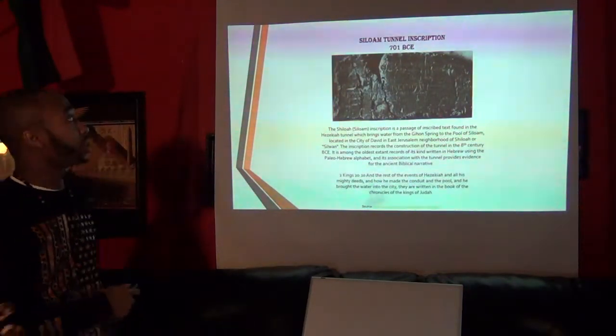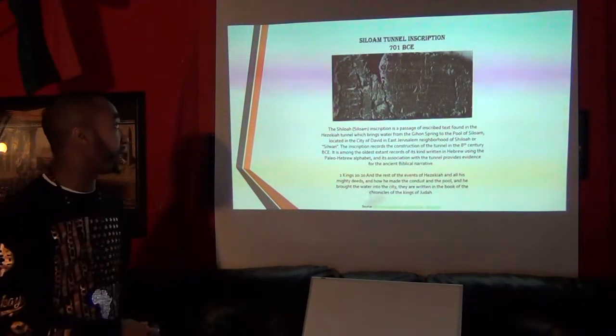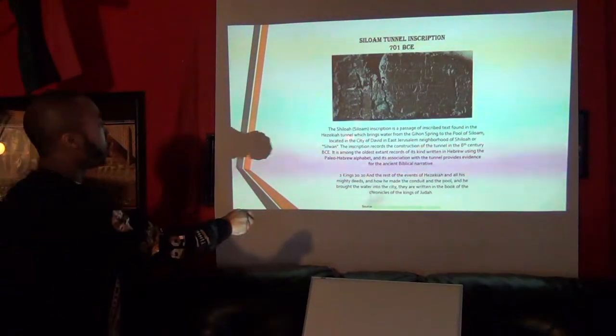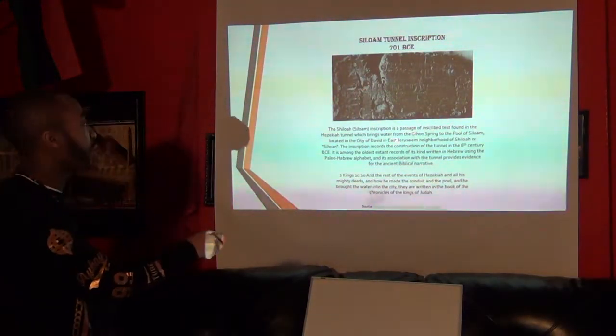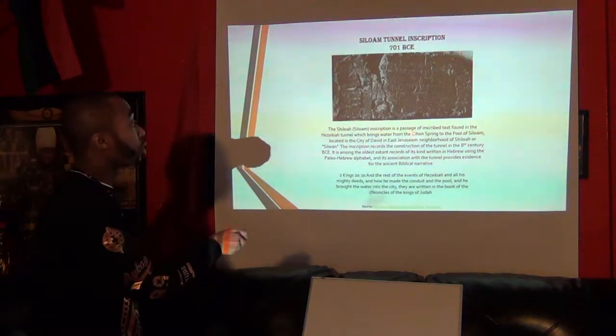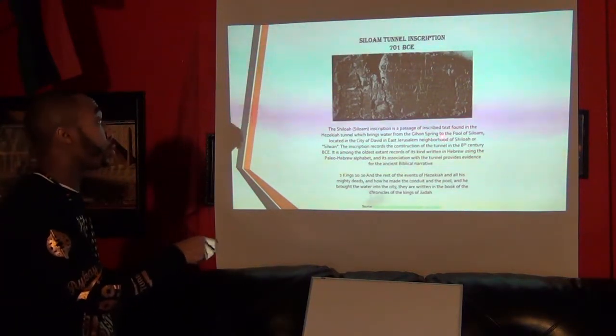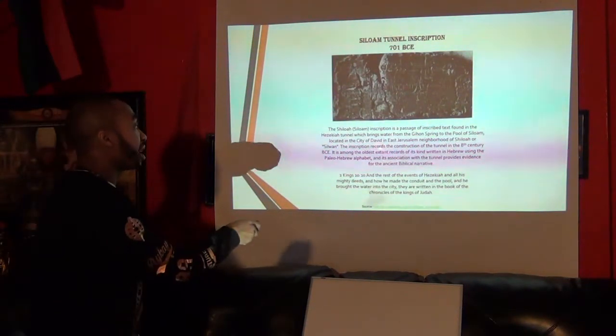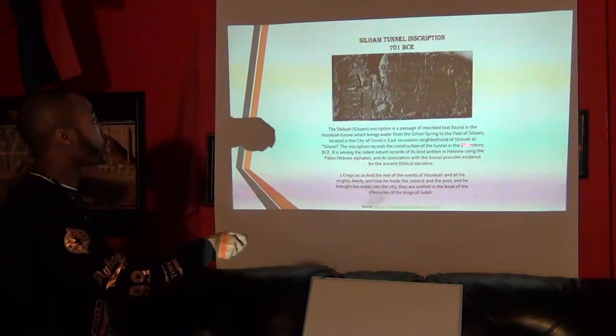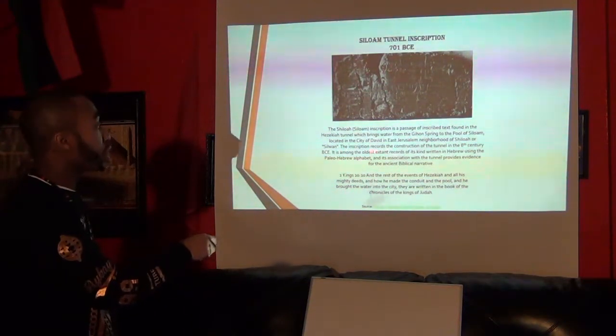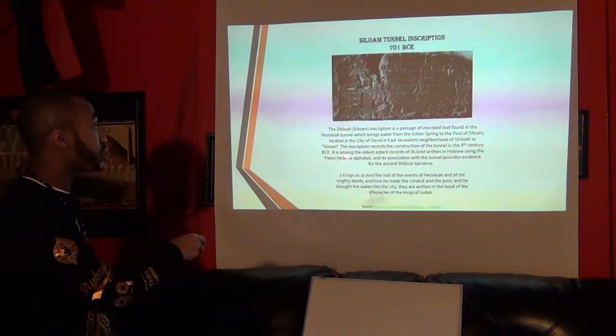The Siloam Tunnel inscription, 701 BCE. That's the image right there. The Siloam inscription is a passage of inscribed text found in the Hezekiah Tunnel, which brings water from the Gihon Spring to the Pool of Siloam, located in the City of David in East Jerusalem, in the neighborhood of Siloam or Silwan. The inscription records the construction of the tunnel in the 8th century BCE.